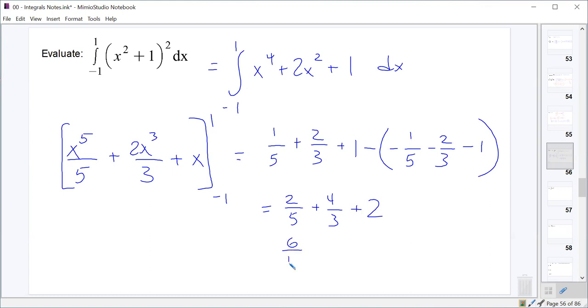So we'll have 6/15 plus, and multiply that by 5 over 5, you're going to get 20/15. And then 2 would be 30/15. And that's going to come out to be 56 over 15. It doesn't look like that simplifies down any further. 15 is only divisible by 3 and 5, right? And 56 is not divisible by either of those.